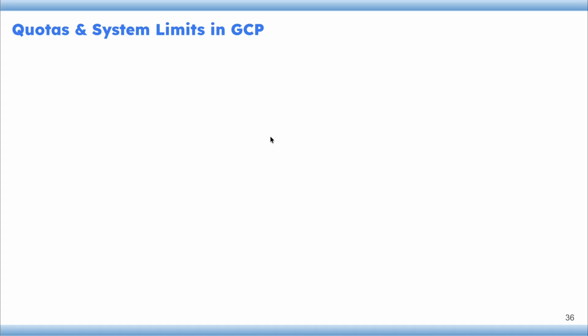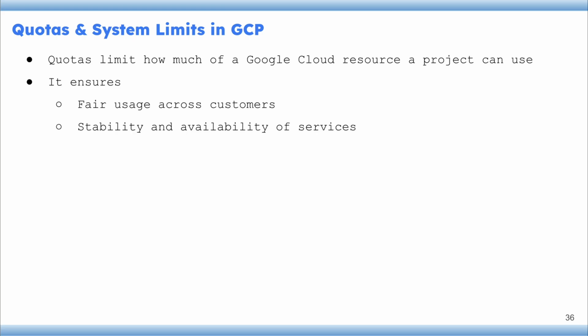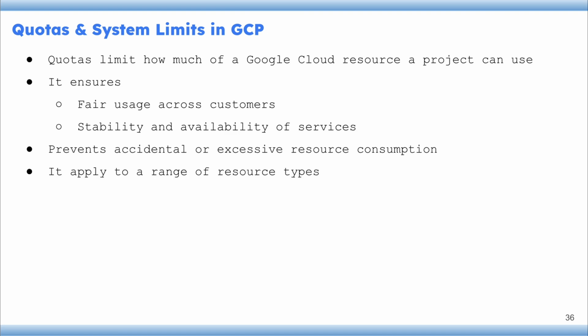So this is exactly what quotas in Google Cloud Platform are. A quota restricts how much of a Google Cloud resource your Google project can use. Google Cloud uses quotas to ensure fairness across customers and also to reduce spikes in resource usage and availability. Basically, quotas help us prevent accidental or excessive resource consumption, which would spike up your cost as well. Quotas are generally applicable at the project level.